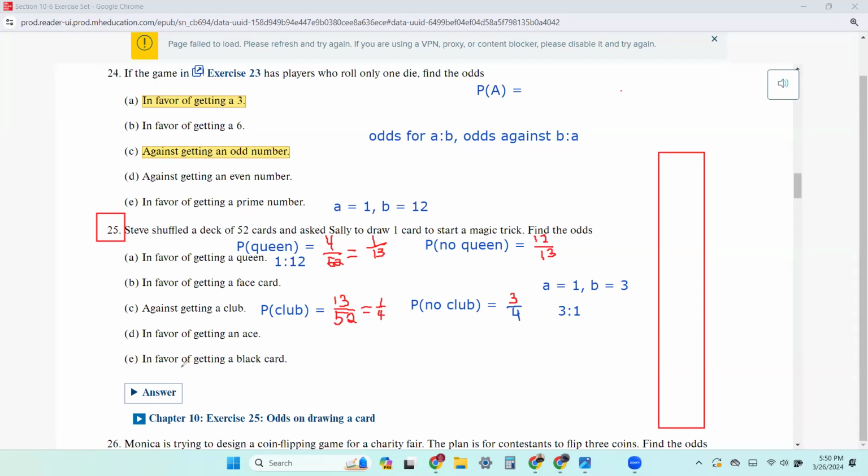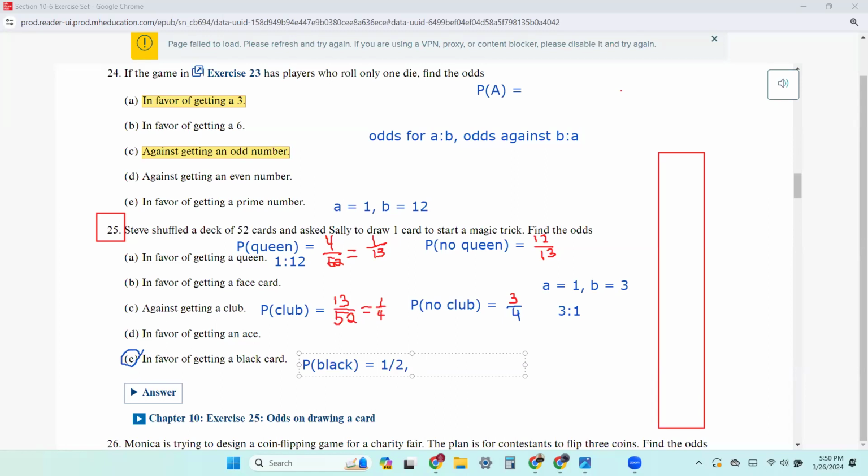Let's do this one. Another in favor. So that's going to be A to B. What we got to have first is the probabilities of getting a black card and the probability of not getting a black card. So the probability of a black card is equal to 1/2, right? Yeah. Half the deck is black. So 26 over 52 gives us 1/2.